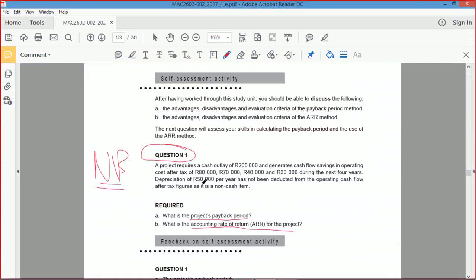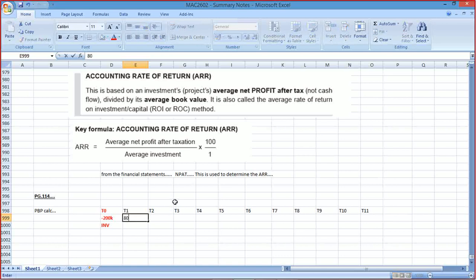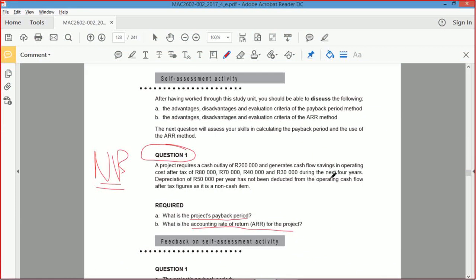What else do we have here? Generates cash flow savings in operating costs after tax of 80, 70, 40, 30 during the next 4 years. Okay, that's it. Depreciation of 50 per year has not been deducted from the operating cash flow after tax figures, as it is a non-cash item.